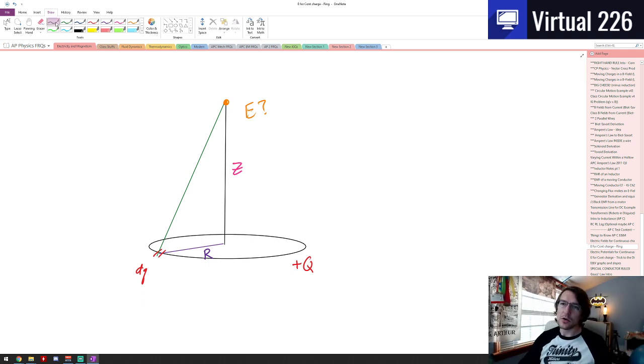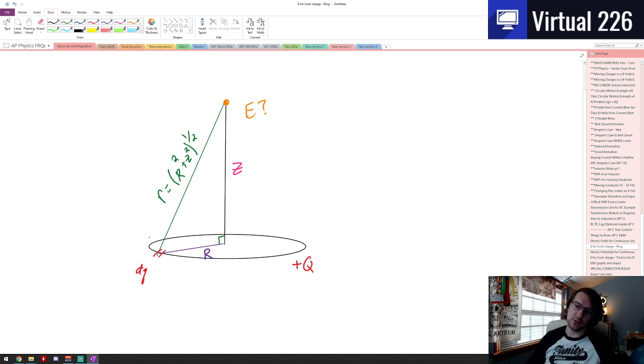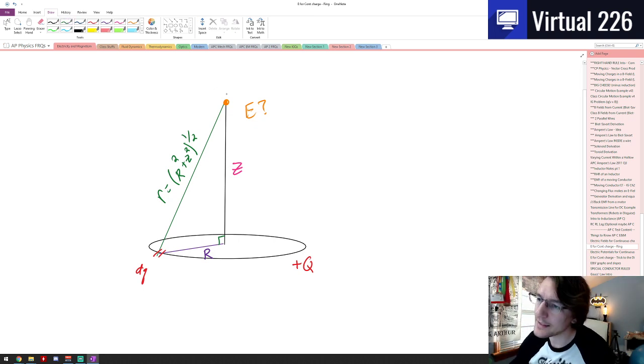Because this is a right angle, I could rewrite this distance as r squared plus z squared, to the 1/2 power. That's just the Pythagorean theorem. We're taking the values of the two legs of our triangle, R and z, squaring them, adding them, and then taking the square root to find our hypotenuse, which we're going to call little r here.